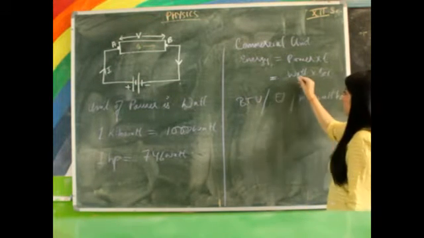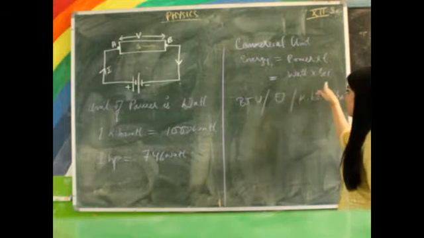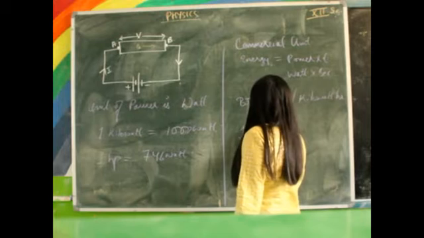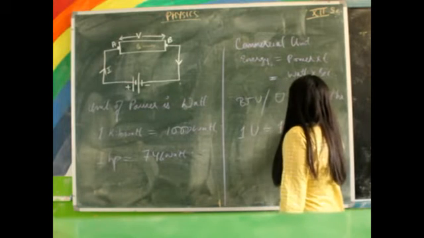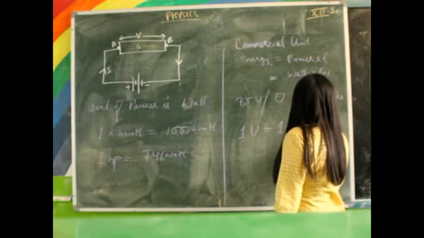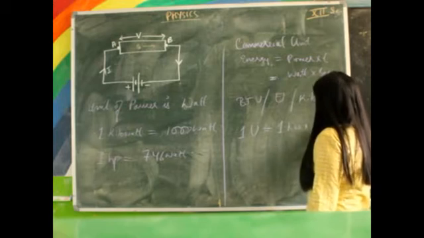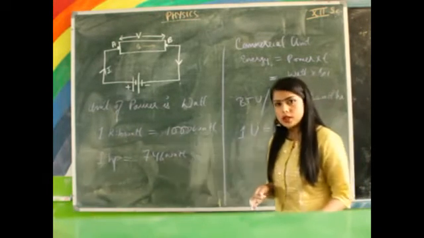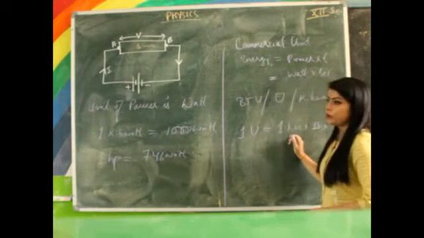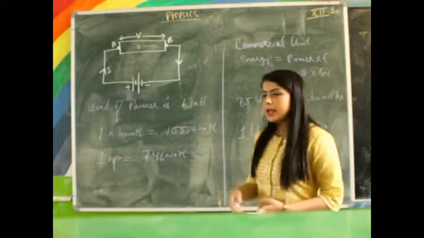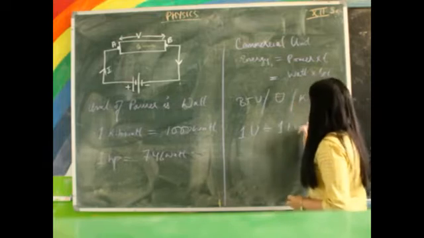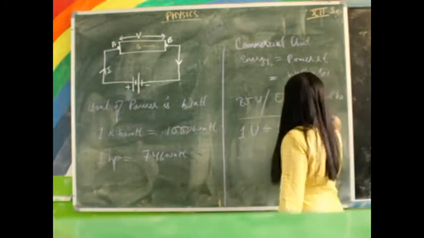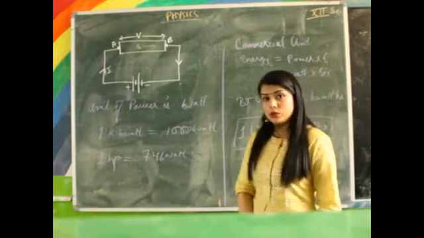kilowatt hour. We know that it is watt into second, but watt into second will be very small, so we use kilowatt hour. In simplicity, 1 unit is equal to 1 kilowatt into 1 hour. In simple language, 1 unit of energy means 1 kilowatt of power is being supplied by the main circuit, and that 1 kilowatt is being used continuously for 1 hour. That means the energy consumed will be 1 unit.